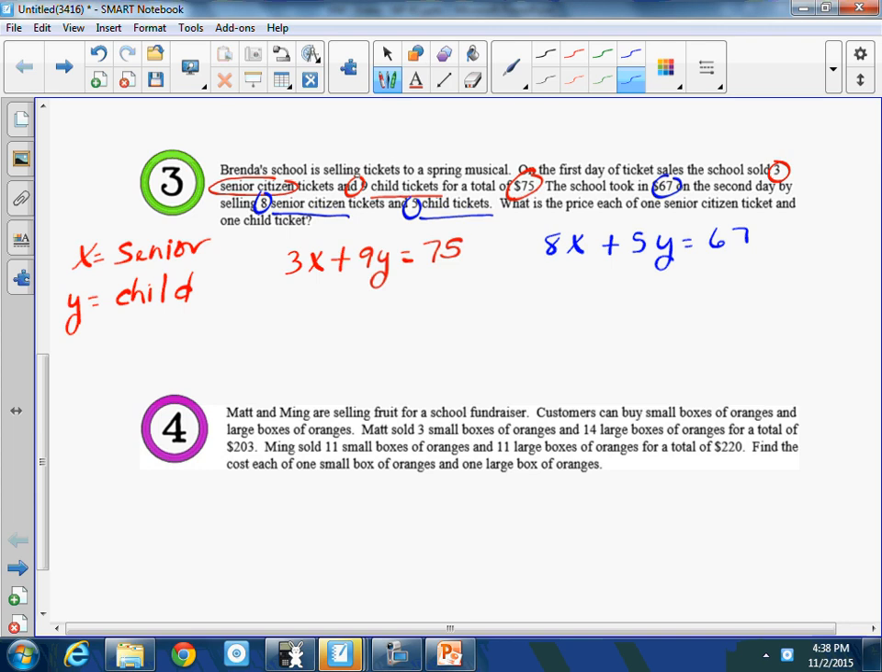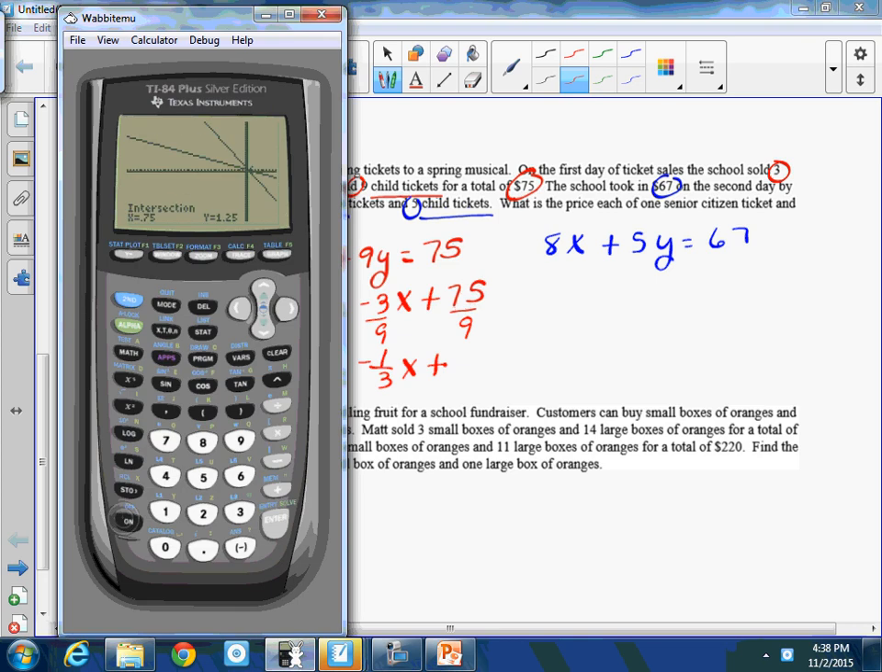So this one I'm going to do graphically, so I'm going to go ahead and solve for y on both of them, and then go to my calculator and do my thing over there. So this is 9y equals negative 3x plus 75. Now I've got to divide by 9. Negative 3 ninths simplified will be negative 1/3. And then 75 divided by 9, if you do it on the calculator, this is another thing that we have to start doing.